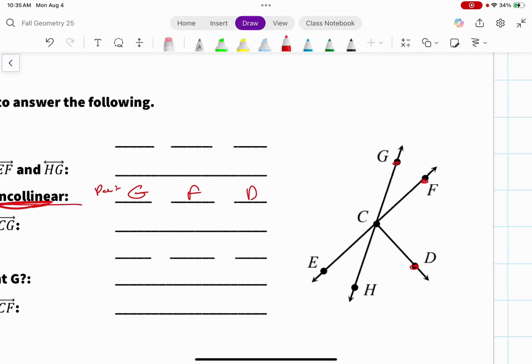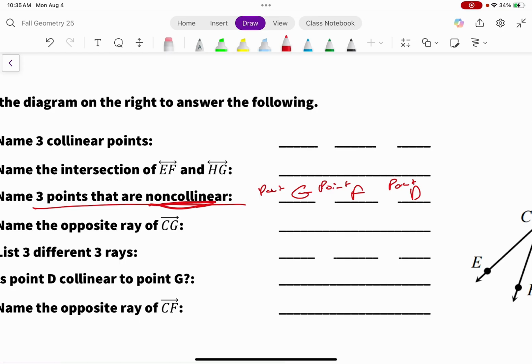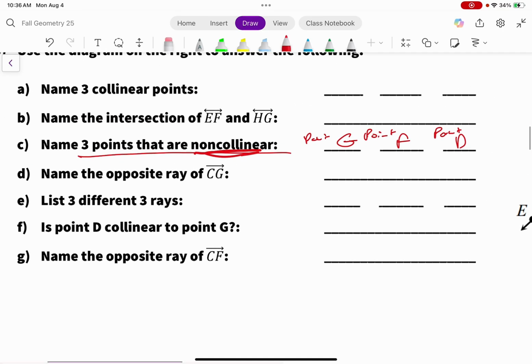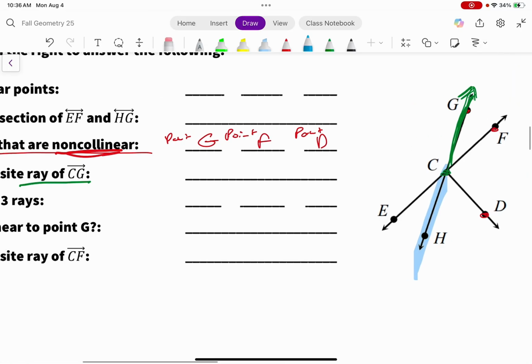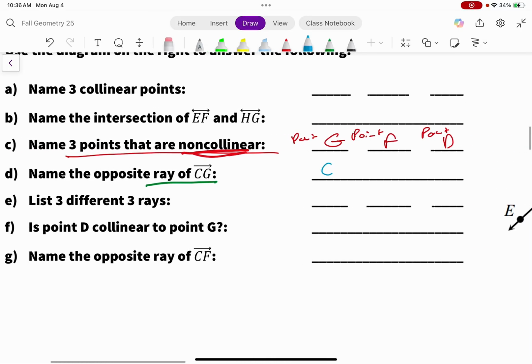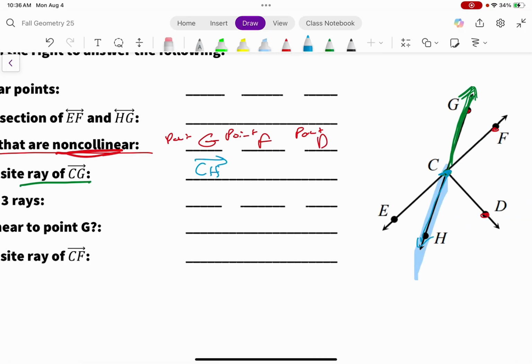So there you go. Sorry, my Apple Pen's kind of small. So just write point. That's what we've got so far for those. All right, last one, and then I'll come up with another set of examples. Name the opposite ray of CG. Here's C, and G's right there. What's the opposite direction? It has to make a straight line with it. The opposite direction will be CH. You start at C, and then you go towards H.